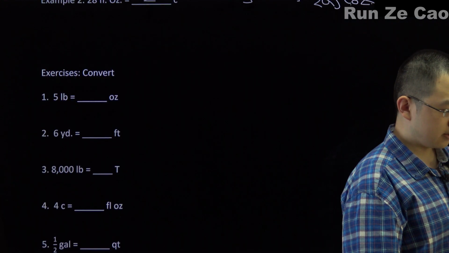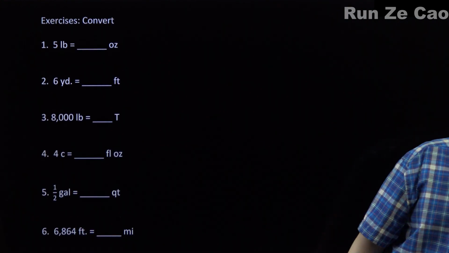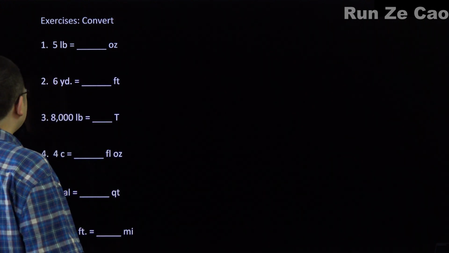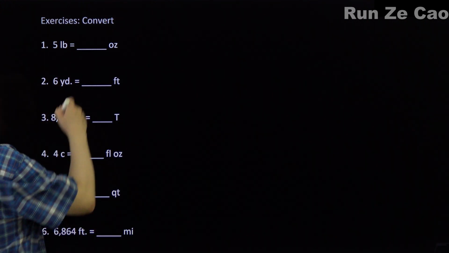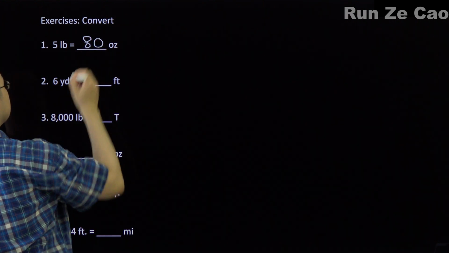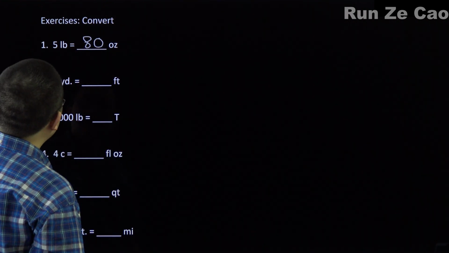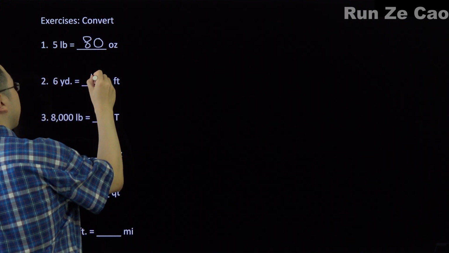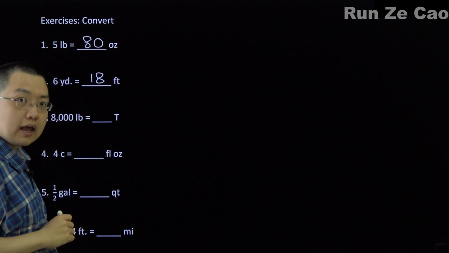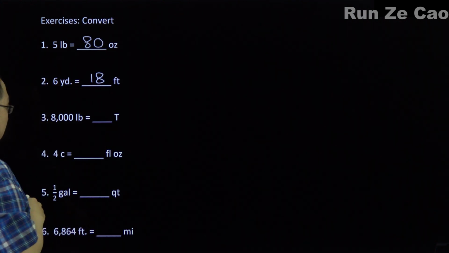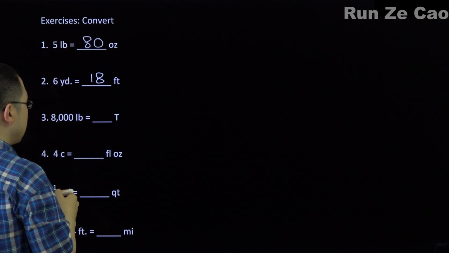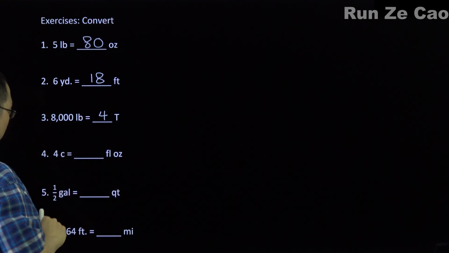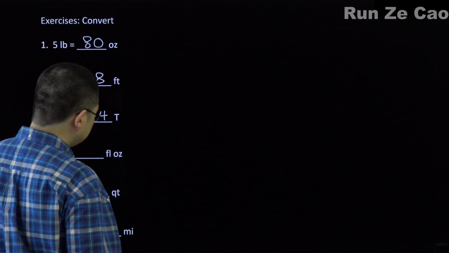Okay, let's do some exercises. Convert 5 pounds to ounces. Well, a pound is 16 ounces, so 5 pounds is 80 ounces. 6 yards to how many feet? 1 yard is 3 feet, so 6 times 3 is 18 feet. 8,000 pounds to how many tons? Well, 2,000 pounds is a ton, so we're looking at 4 tons. 4 cups is how many fluid ounces?